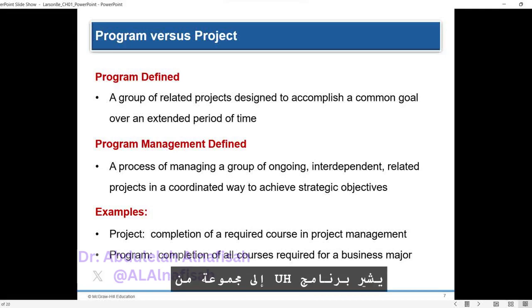A program refers to a group of related projects that are designed to achieve a common goal over an extended period. Each project within a program has its own project manager. The key distinction lies in the coordinated management of multiple projects within a program to achieve strategic objectives. For instance, a pharmaceutical organization may have a program focused on curing cancer.